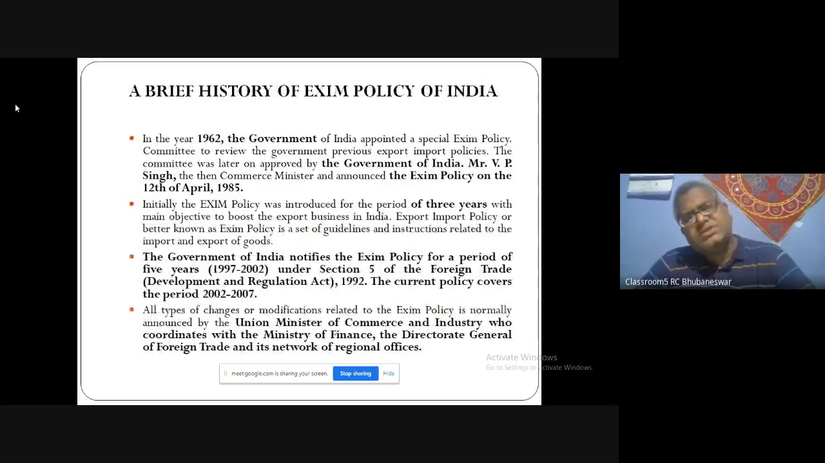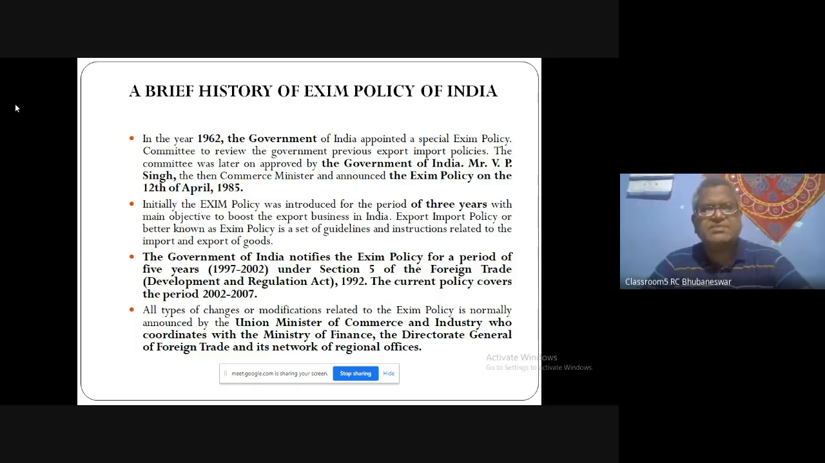But the question is, any student can ask me, sir, if you talk about these acts like FEMA, FERA, the Customs Act, and the Quality Control Act, they are based only on the exporting and importing of goods. But in India, there is one policy that is very famous. That policy is called the EXIM policy, the Export Import Policy.